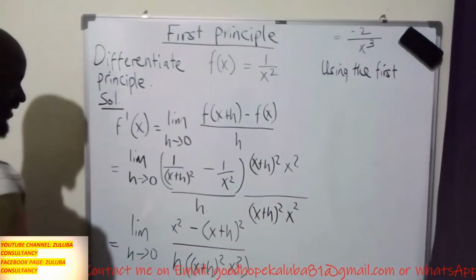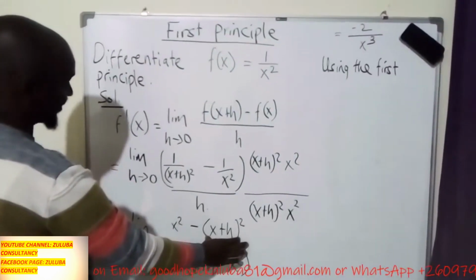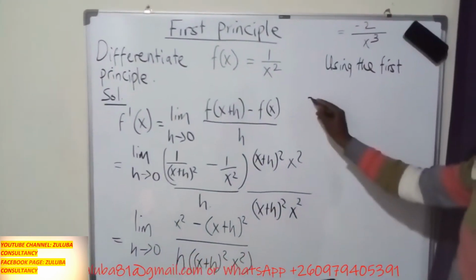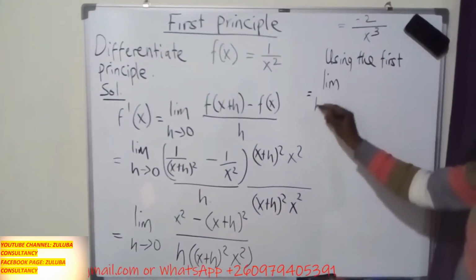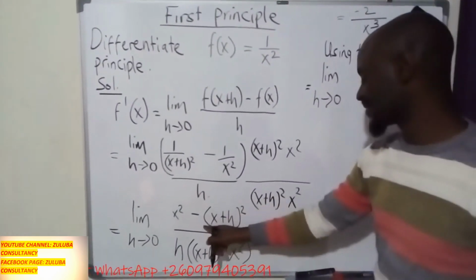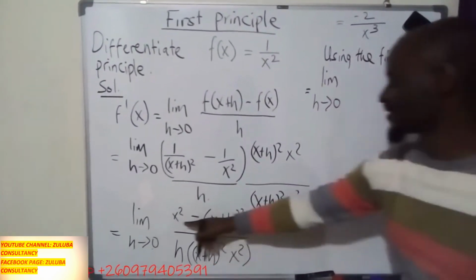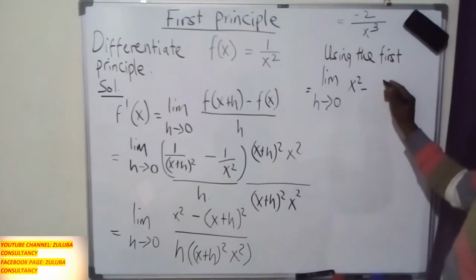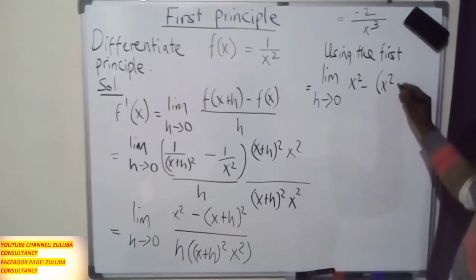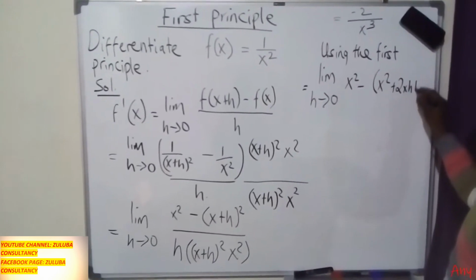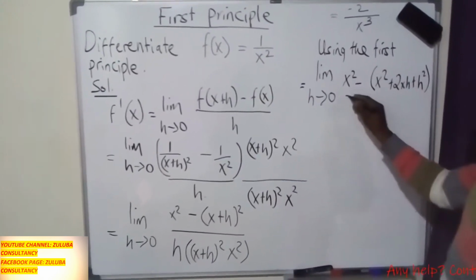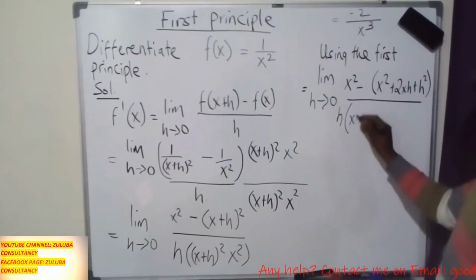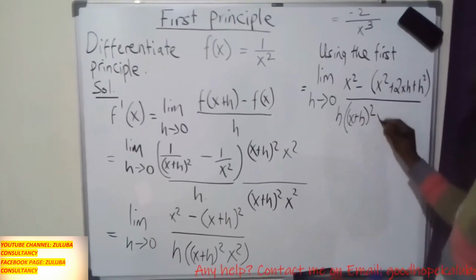Now at this point I can expand this. I know the expansion of that one, so I'm going to have the limit when h goes to 0. Then we try to expand this one here. I'm going to have x squared minus, if I expand this one, x squared plus 2xh plus h squared. Then here we are dividing by h, x plus h squared, then x squared.